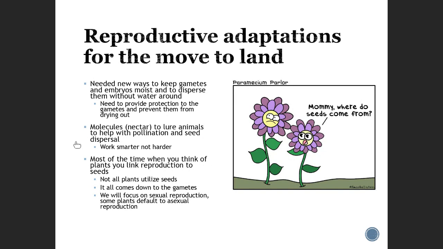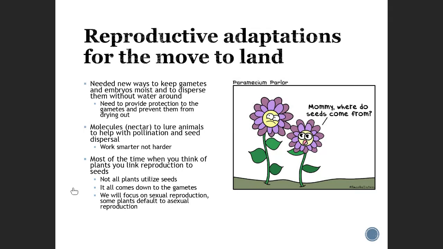One way that plants do this is they figured out how to use animals to help them through the process of pollination. They're going to lure them there, like bees. They use nectar to lure the bees to the flower. Pollen attaches to the bees, they go to the next flower, and deposit the pollen. So it's a whole process of working smarter, not harder.